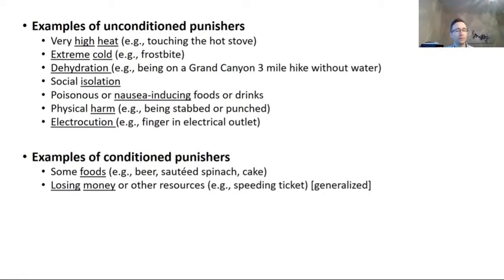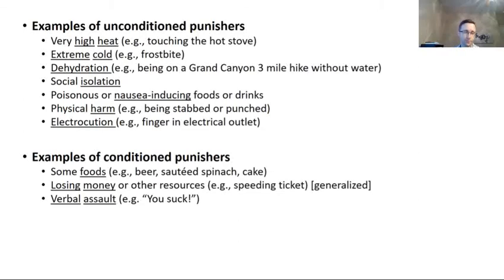Losing money or other resources, such as getting a speeding ticket, may be a conditioned punisher, right? But a speeding ticket's probably not going to be a conditioned punisher for speeding if you're very wealthy. The loss of money could be considered a generalized conditioned punisher. So not necessarily the speeding ticket there. The generalized that I put in brackets refers to the loss of money, or resources.